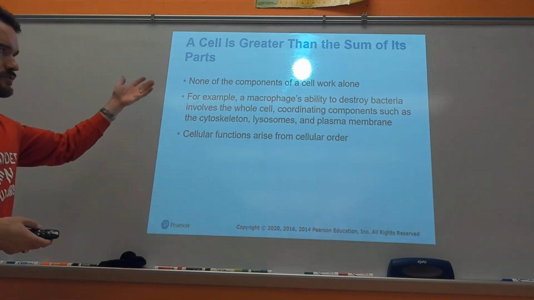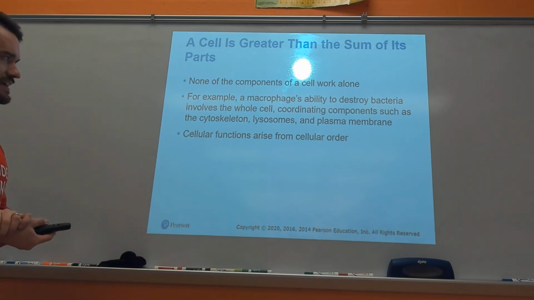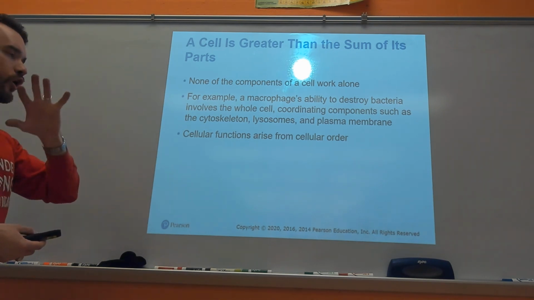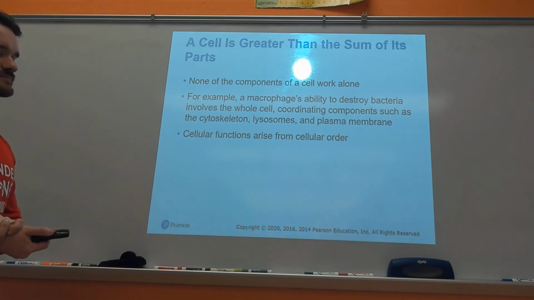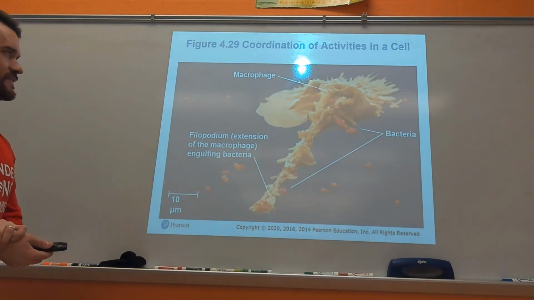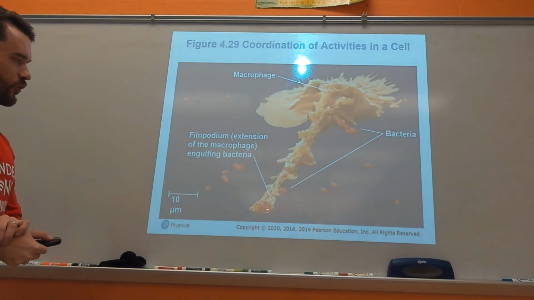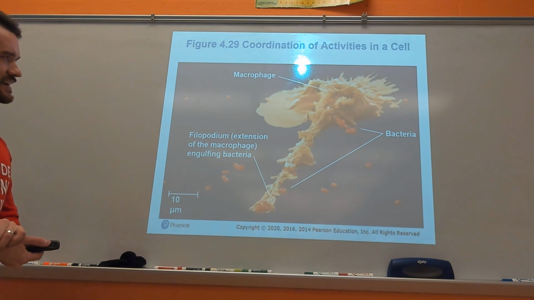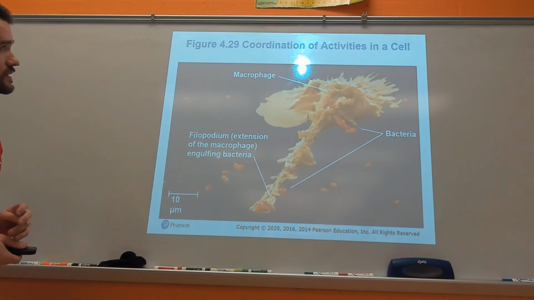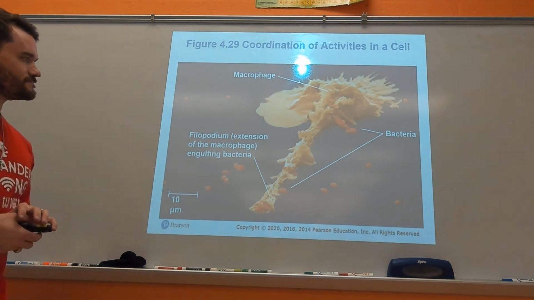An example would be a macrophage. In order to destroy a bacteria, it's got to utilize all those different cell parts. And there's a macrophage engulfing a bacteria, which is kind of wild. If you ever look at an animation of it, it's actually kind of wild. But yeah, so that's it for chapter 4. So there we go.